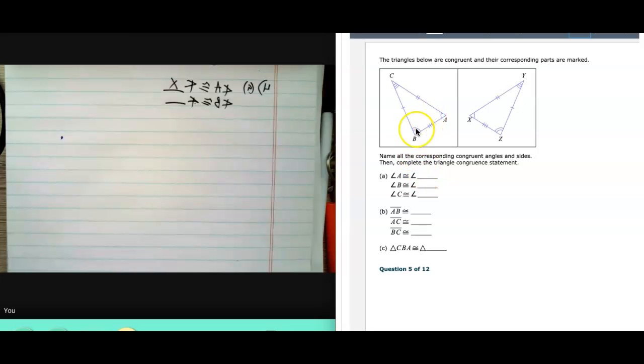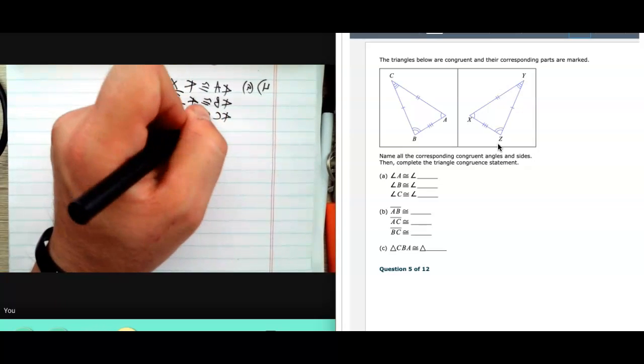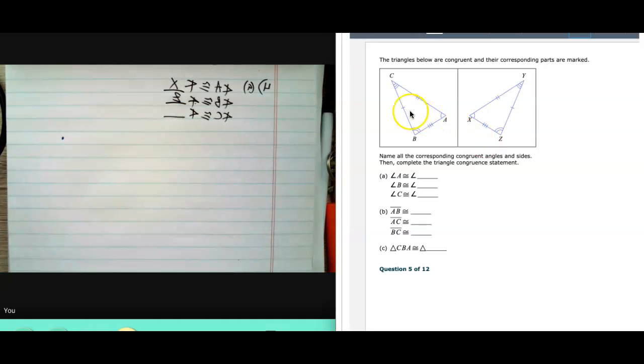Then angle B is congruent to, and once again, angle B, look at it on the diagram, it has 2 arc marks. So find the angle in this triangle that has 2 arc marks, and you'll have the one that's congruent to B, so that's angle Z. And then same thing for angle C. Find it, identify how many arc marks it has, and then you'll know by the arc marks which one is congruent. So angle C has 1, 2, 3 arc marks, and that is corresponding with or congruent to angle Y in this case.